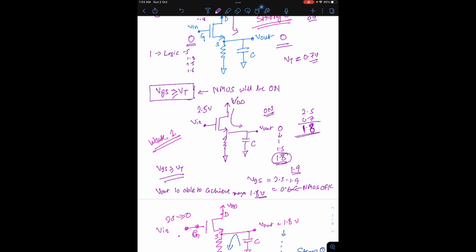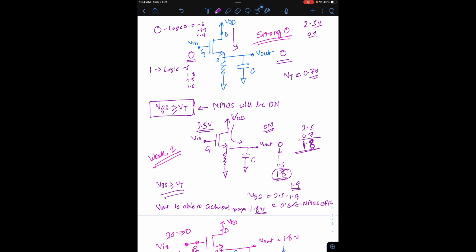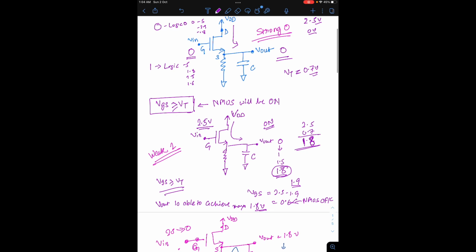Now let's change the case. Let's apply logic 1 at the input terminal, the gate terminal. When I apply logic 1 or 2.5 volts, the situation changes. How does it change? Let's find the value of VGS. The value of VGS is 2.5 minus 0, which is greater than the threshold voltage of 0.7 volts. So the NMOS turns on, and the current starts flowing through the channel of this NMOS, and then it reaches here. When it reaches here, it starts charging the capacitance.